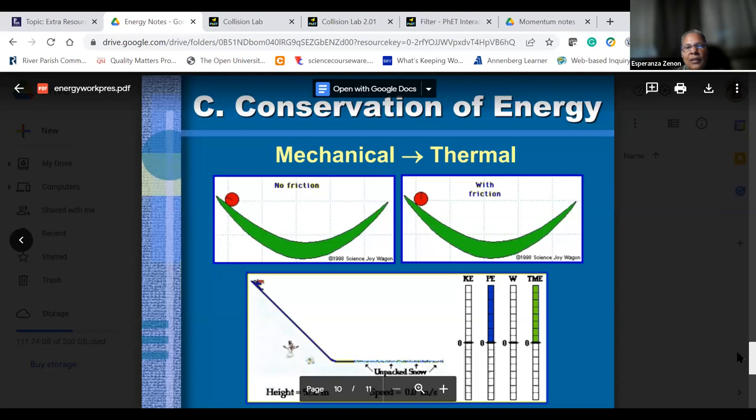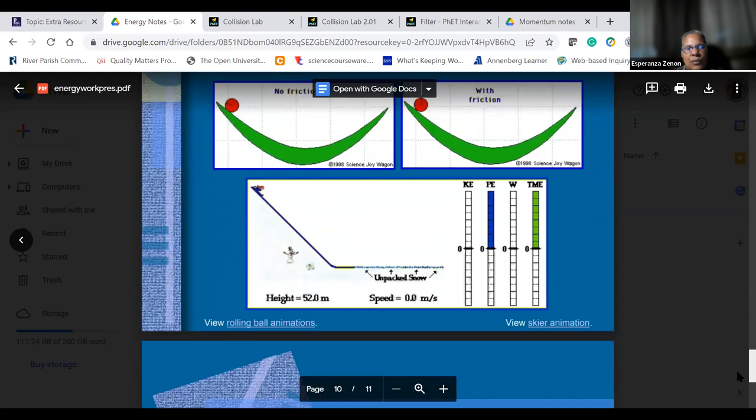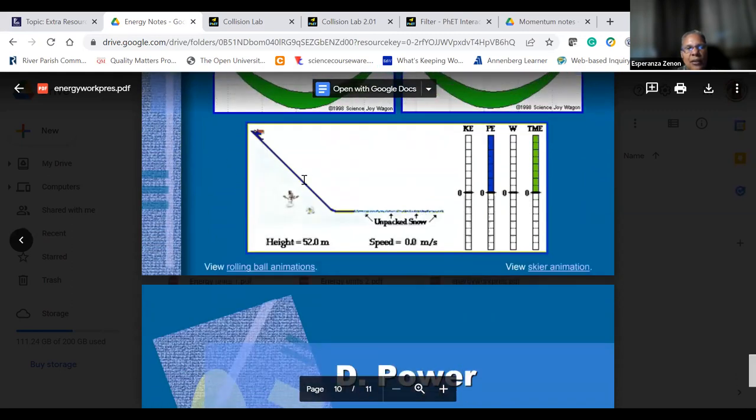You convert mechanical energy into thermal energy, and that thermal energy is lost. So the marble is not going to maintain its mechanical energy. It's going to lose all of it in the form of thermal energy, or heat, you could think of. And that's what's happening here with this skier.